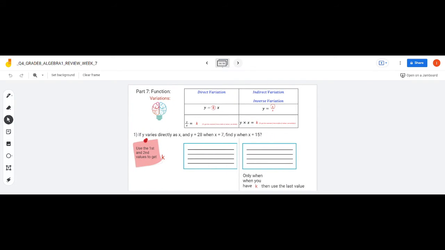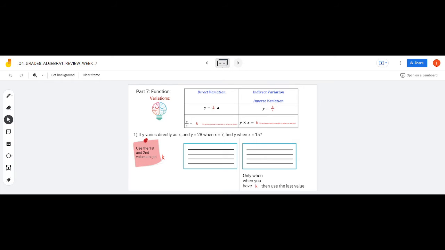Right, now let's talk about variations. Now with variation, there are a few things that you should know, and that is the direct variation. We have y equals kx, where k is the constant of variation. For indirect variation, or another word for indirect variation is also inverse variation, the formula there will be y equals k over x. All right, so just keep that in mind.